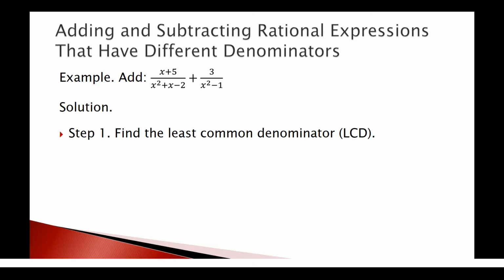So first we will find the least common denominator. Now to do this, we will look into the denominators of each rational expression. Our first rational expression has the denominator x squared plus x minus 2, and we've factored this completely. You learned all about factoring polynomials in the previous section, so I don't want to talk about that again. So this equals x plus 2 times x minus 1. And the denominator of the second rational expression is x squared minus 1, and this can be written as x plus 1 times x minus 1.